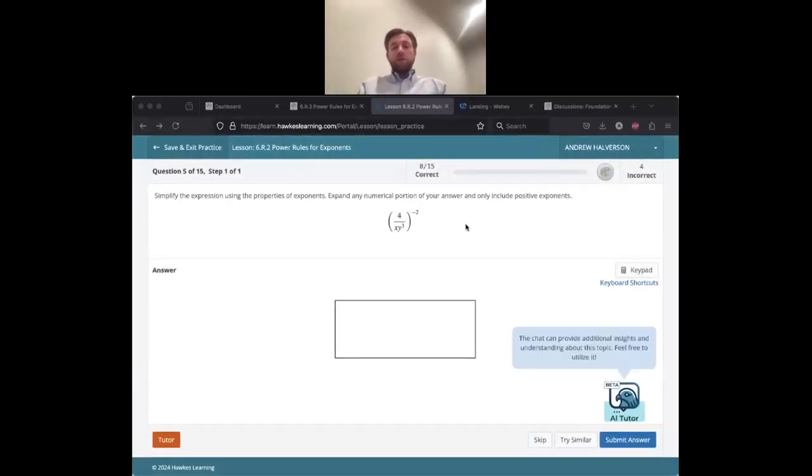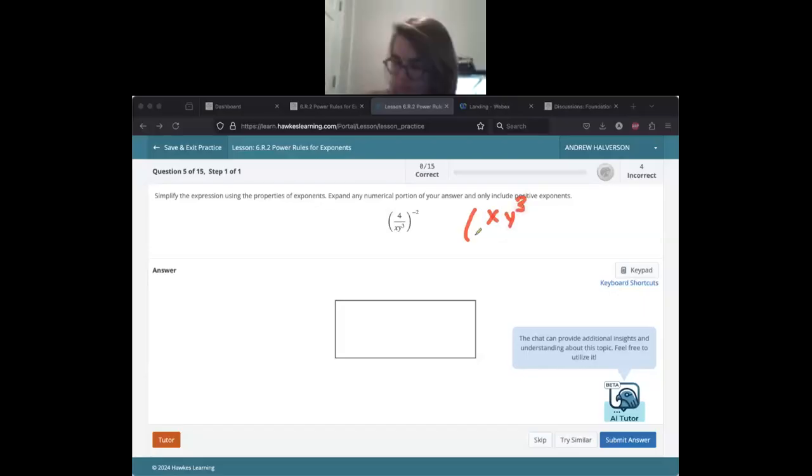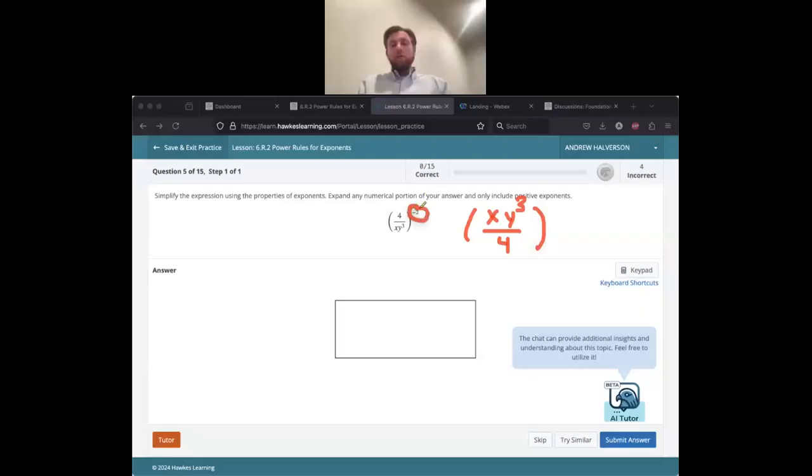Everything flips over. So if we apply the negative exponent first, the x, y to the third shifts to the top, the 4 shifts to the bottom, and that exponent of -2 out there becomes a +2. So the negative part of that exponent causes the entire fraction to flip over, and now you just raise everything to the second power. So this becomes x squared y to the 6th power over 4 squared, which is 16.